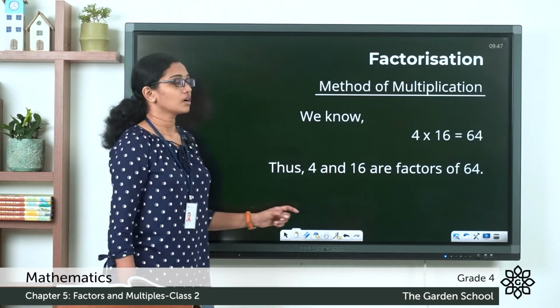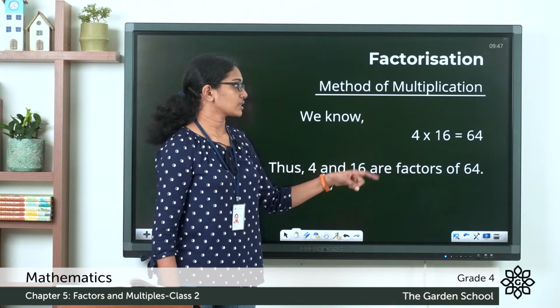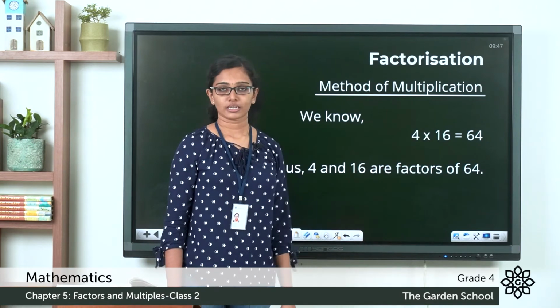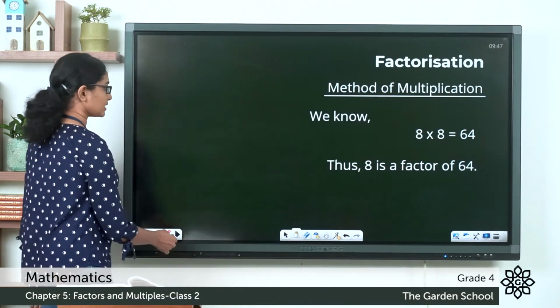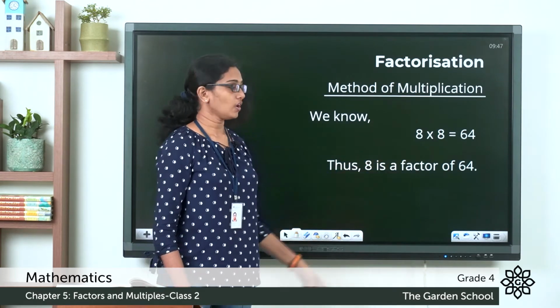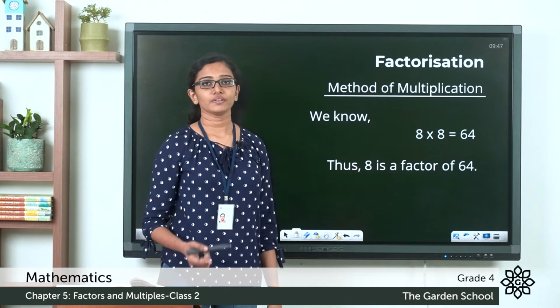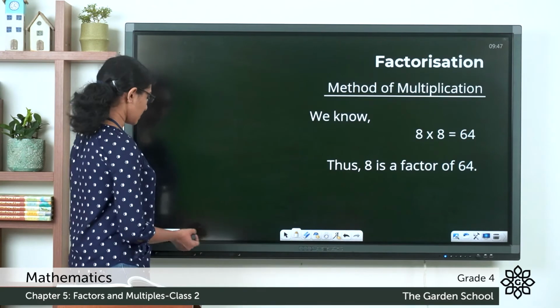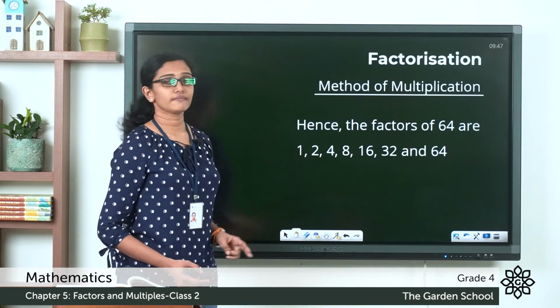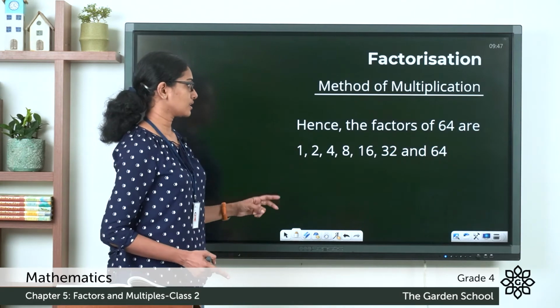Now, 4 into 16 is equal to 64. Hence, 4 and 16 are also factors of 64. And 8 into 8 is equal to 64. Hence, 8 is also a factor of 64. Is there any more number which can give you 64? No. So, we have found out the factors of 64 by the method of multiplication.